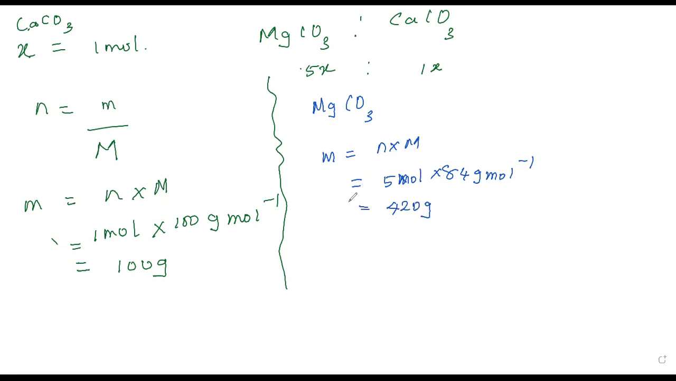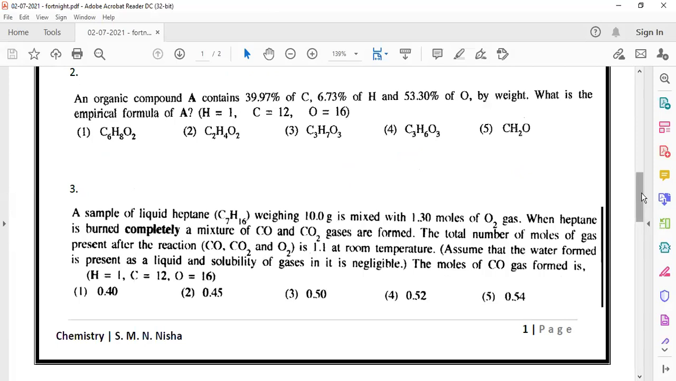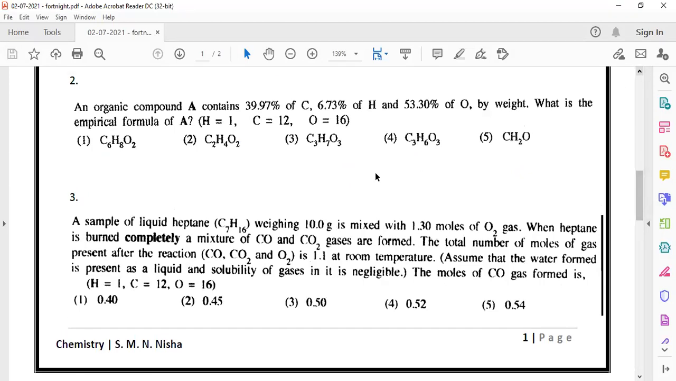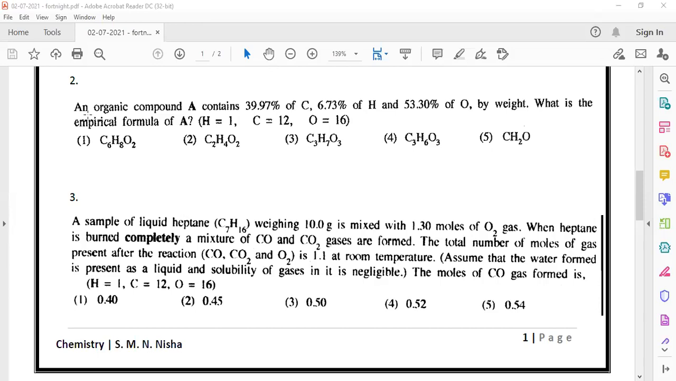So now we have found, you need the total amount of the carbonate formed. Right here magnesium carbonate, the amount of carbonate is 420 and this is 100. The total amount is 520 grams. Your answer should be 2, right? Okay guys, so let's do the second question. I will share the question to you now. Do that second question. I'll be joining you.